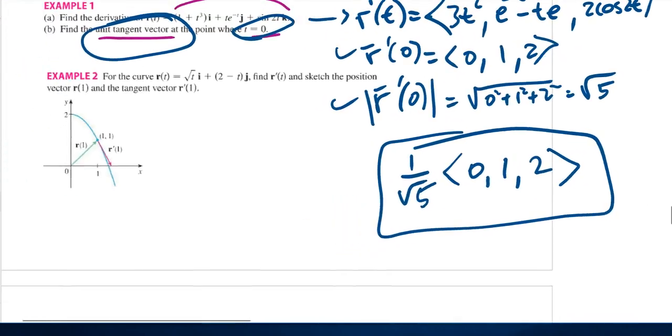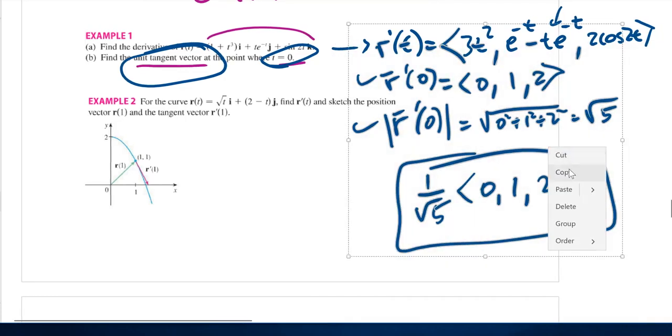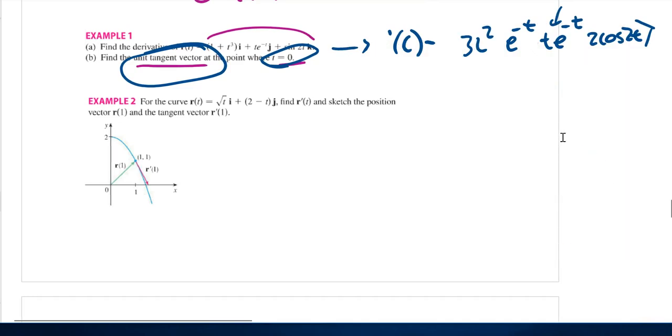All right, so what do we have next? For the curve r, sketch the position vector r and the tangent vector r prime of 1. Yeah, this is a really good problem. I'd probably give this on a test. In fact, I've given this on tests before. So let's try that one out. Let me erase some of this.